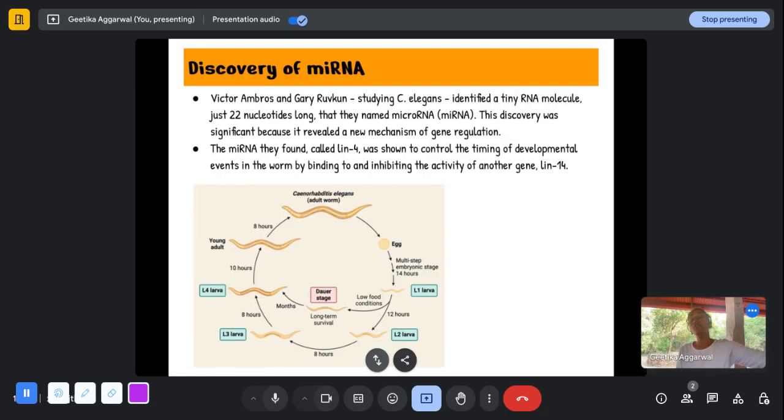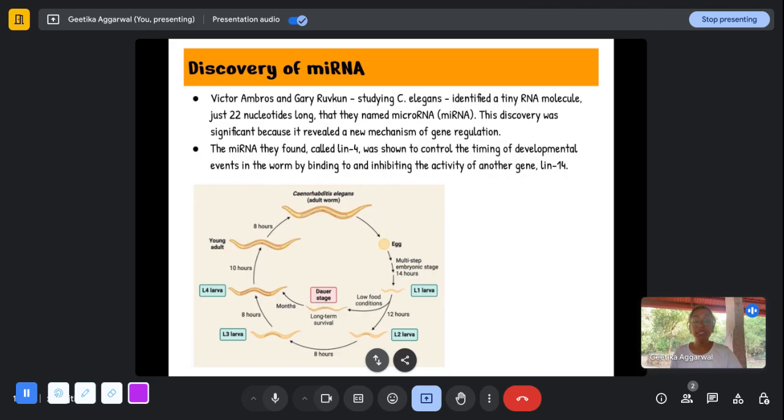Okay. So, how was this microRNA discovered? It's a very interesting story. It's a very interesting anecdote. Basically, there were these two researchers, Victor Ambrose and Gary Ruvkun. They got a Nobel Prize for this discovery. They were studying C. elegans, Caenorhabditis elegans, which is a nematode.